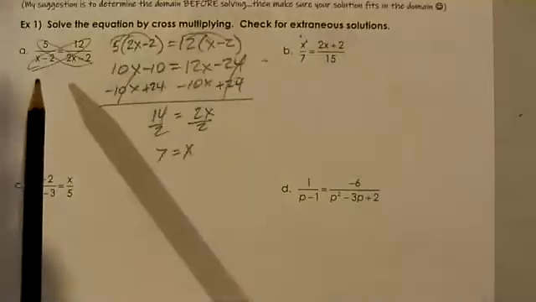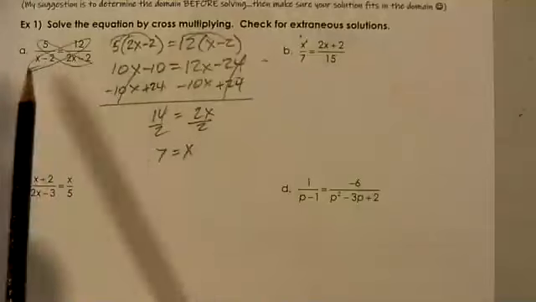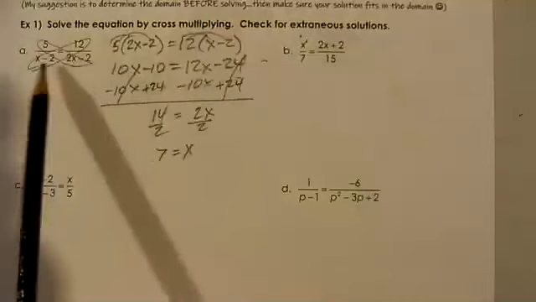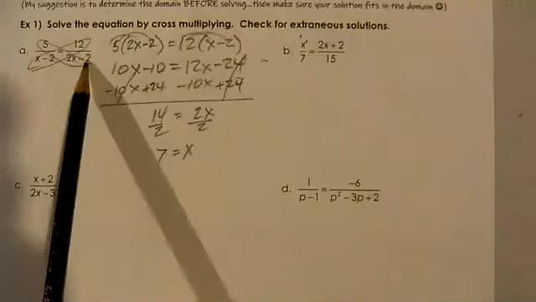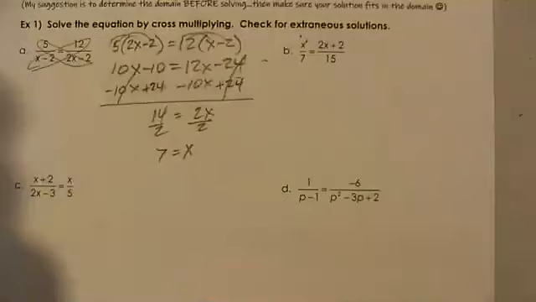What we're going to check for extraneous is just how does it affect the denominator? Does it make the denominator 0? And no, it does not. 7 minus 2 is 5. 14 minus 2 is 12. That does not make either denominator 0. So this is a good answer.